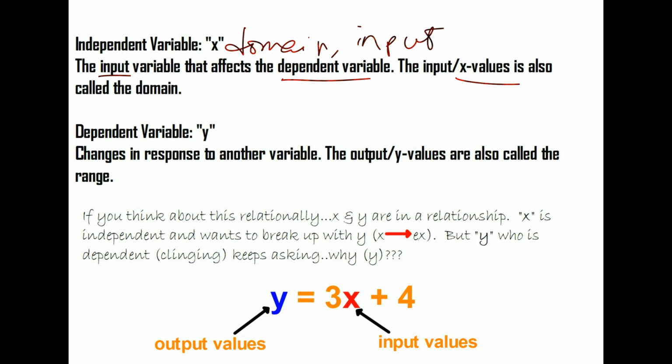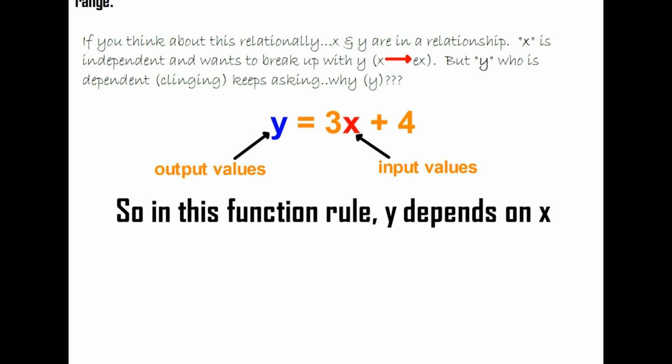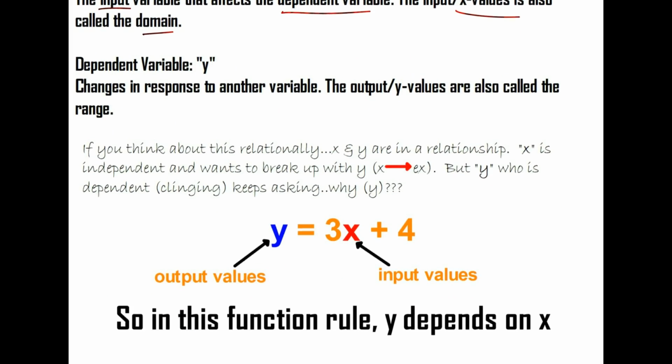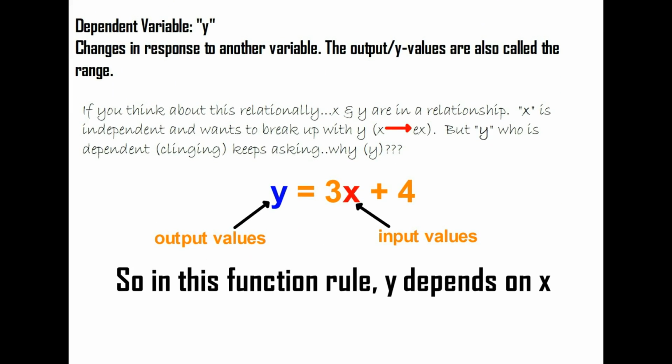All right, so we have 3 names. X can be called input, X values, independent variable, and the domain. Sorry, 4 names for the same thing. And then Y can be called the dependent variable, my output, my Y values, my range, all called the same thing.